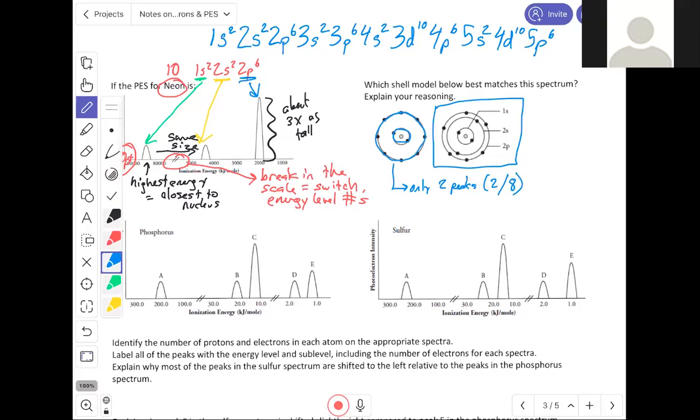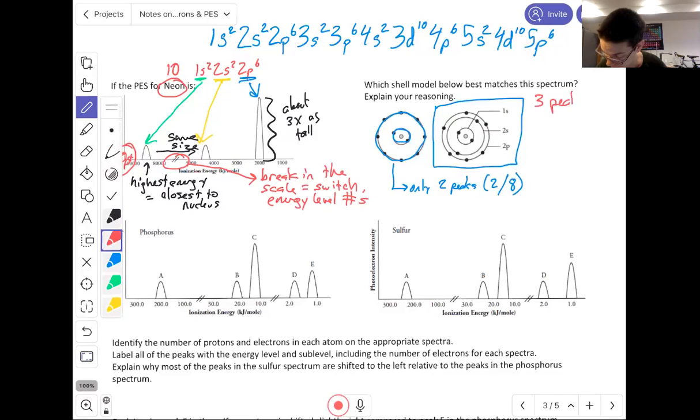Oh, okay. And then this one here, you're going to have 3 peaks, right? You'd have a peak of 2, a peak of 2, and a peak of 6. And that is what we see.